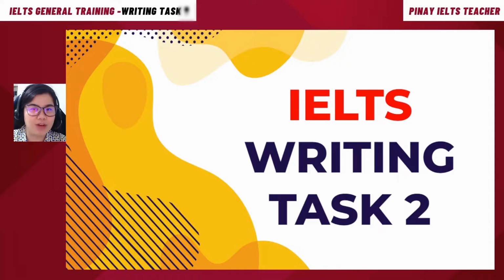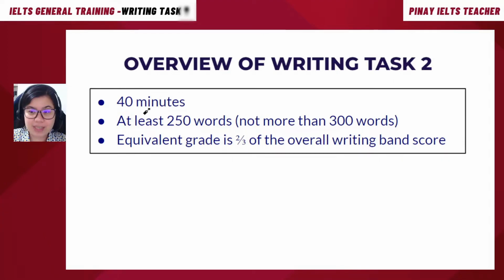Today it's all about your writing task 2 or your essay writing. So regardless if you're taking the general training test or the academic test, task 2 is all about your essay. As you know, it is recommended that you finish it within 40 minutes. You need to write a minimum of 250 words. There is no limit as to how many words you want to write, but please don't go more than 300 words because that will be very lengthy and time consuming.